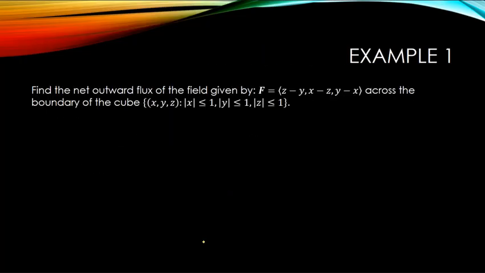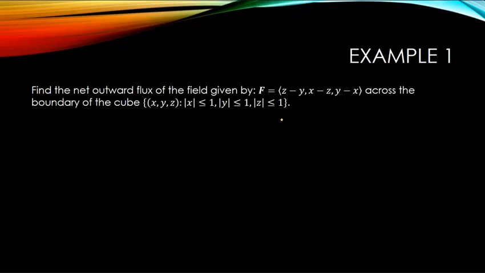Let's work an example. I want to find the net outward flux of the field given by F is equal to a vector with components z minus y, x minus z, y minus x, across the boundary of a cube that is given by the set of all points x, y, z, such that the absolute value of x is less than or equal to 1, the absolute value of y is less than or equal to 1, and the absolute value of z is less than or equal to 1.